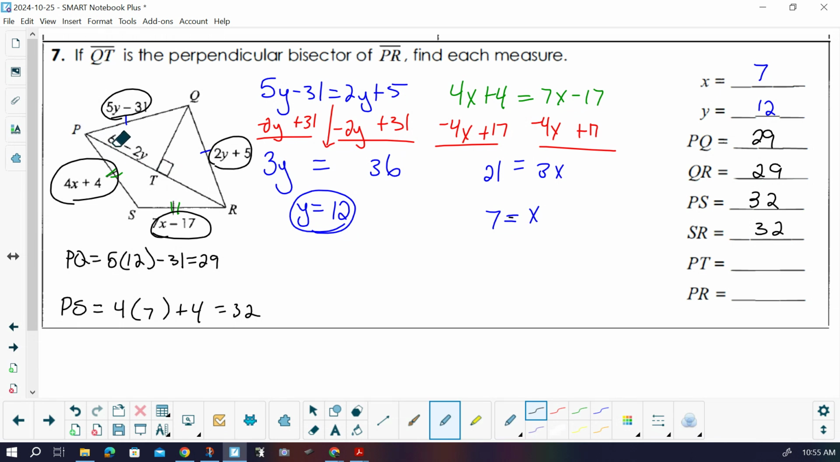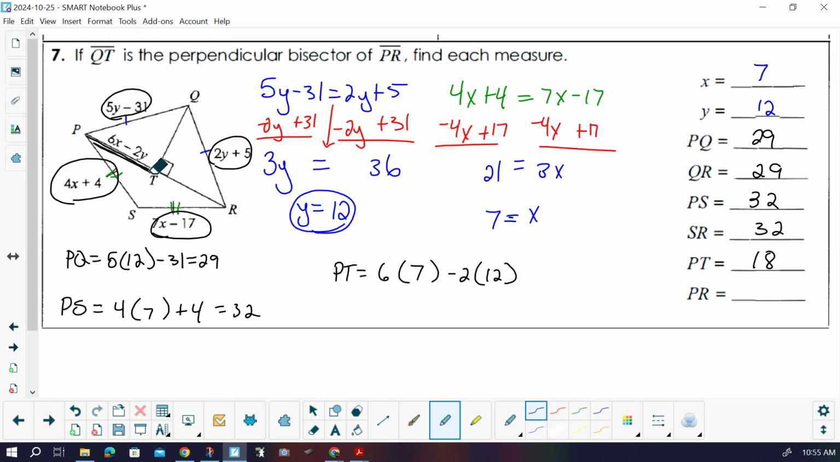PT is right here. 6x minus 2y is PT. So notice it has the x and the y in it. So we would say PT equals 6 times x minus 2 times y. The x would go here. The y would go there. 6 times 7 is 42. 2 times 12 is 24, so 42 minus 24 is 18. So this one is 18.